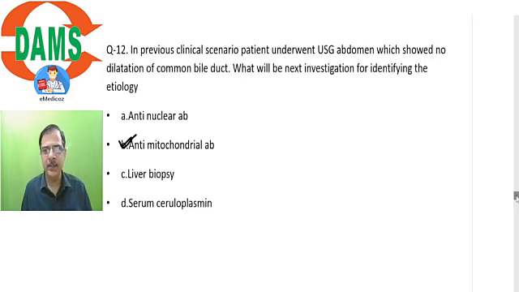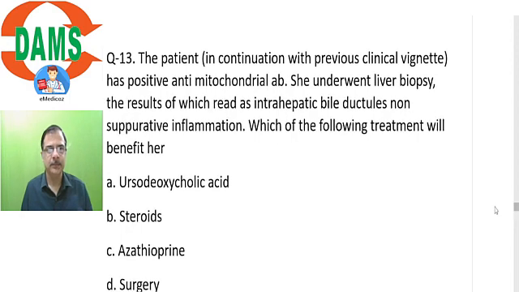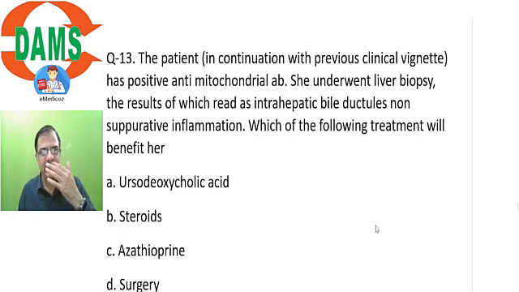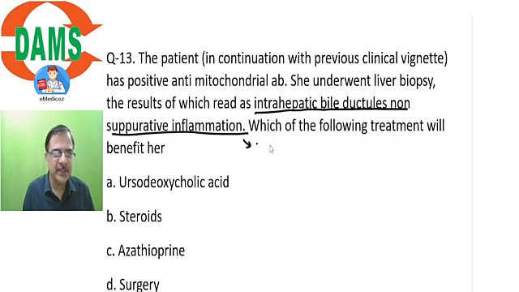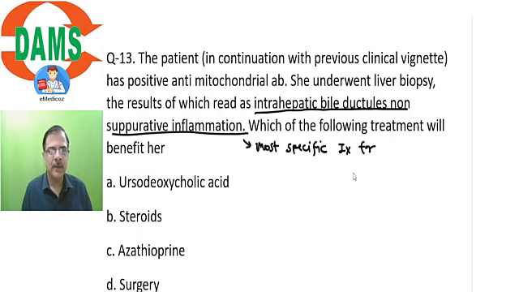Now, number 13. The same patient in continuation with the clinical vignettes has a positive anti-mitochondrial antibody. We did a liver biopsy which reads as intrahepatic bile ductules, non-suppurative inflammation is present. This is the most specific investigation for primary biliary cholangitis. Most specific. So which of the following treatments will benefit her?